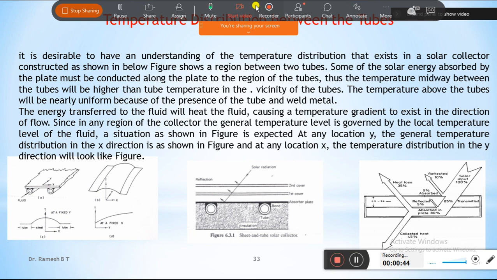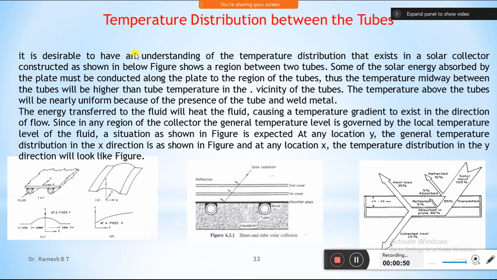And here the temperature distribution is important, meaning how much radiation passes through the cover and how much radiation reaches the absorber plate. That is the one thing. And second, from the absorber plate, how much heat reaches the fluid through the tubes. In the tubes the fluid is flowing, and finally we get the heat in the form of water or fluid slowly gaining temperature.